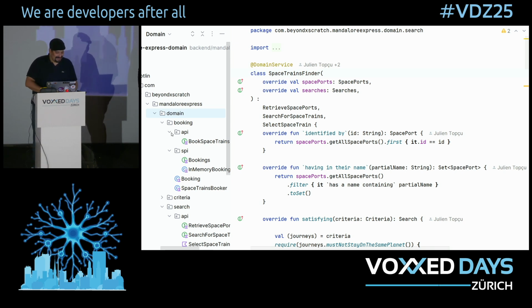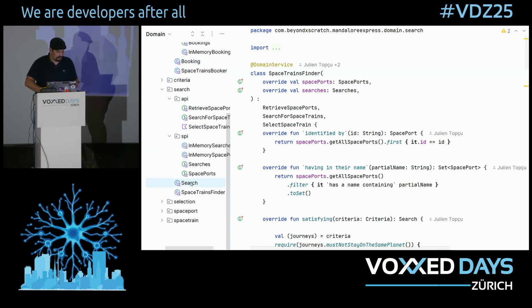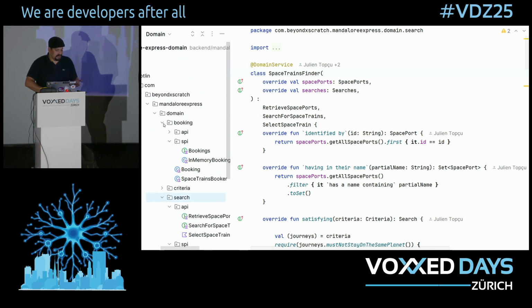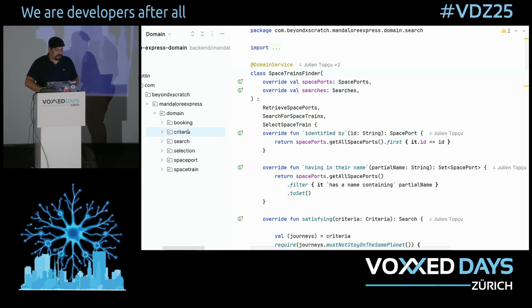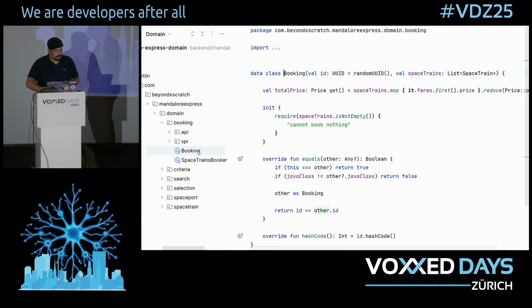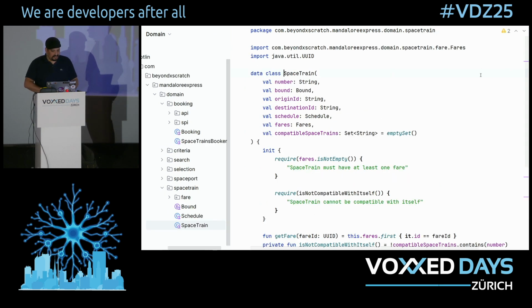Anyway, so okay, so as you can see here, we have the booking, it's in its own domain as well as the search here. So that was the easy part, right? But we still have some other concepts such as the criteria, the selection, the spaceport, the space train. This is still in the legacy part. We need to dispatch all these concepts, and to make a decision about them, you can go through one of the main concepts, such as here the booking, see its dependencies to take a decision.